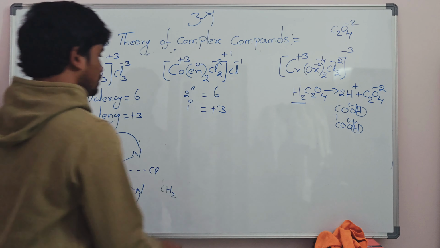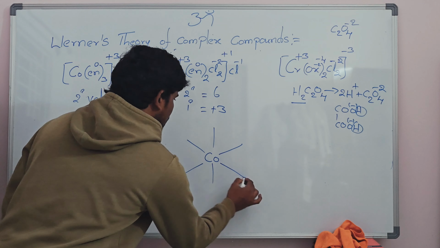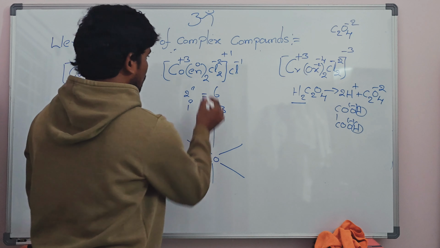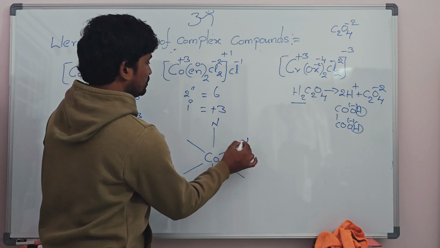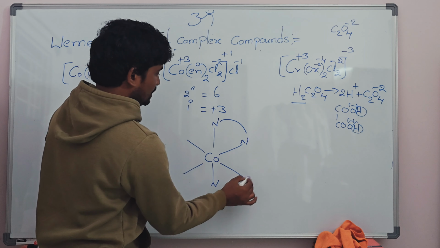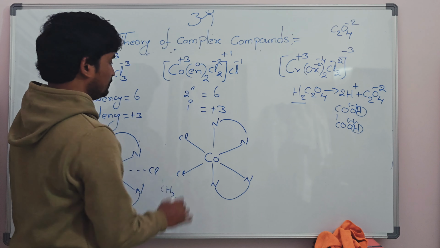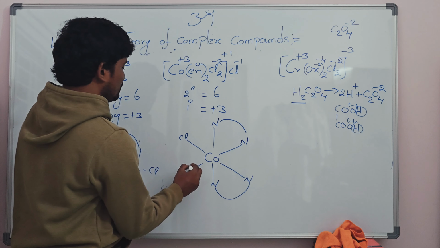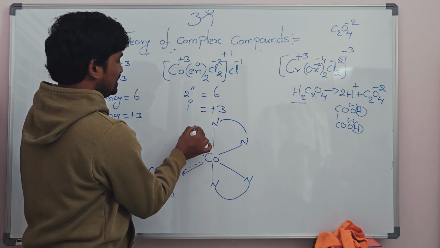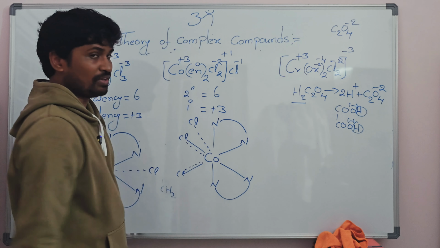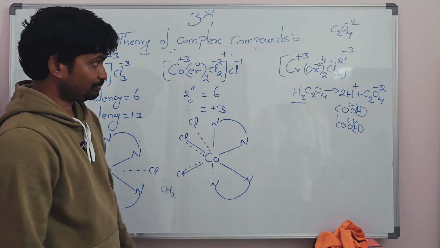Next, this complex: cobalt connected with 6 ligands. Here I am representing 1 ligand, a bidentate ligand. This is another bidentate ligand. 2 Cls are present. These 2 Cls balance the primary valency as well as the secondary valency. One is outside, and that can be represented anywhere. There is no specific position for the primary valency. This is the representation of this complex as per Werner's theory.